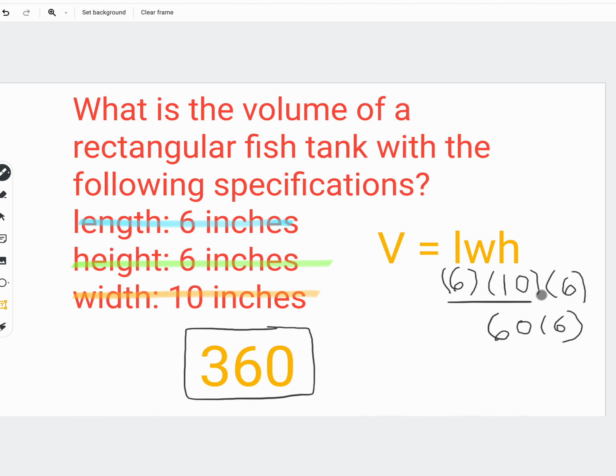Here the answers will be expressed in cubic centimeters, for example, cubic inches. We'll talk more about that when we get to exponents in our advanced section.